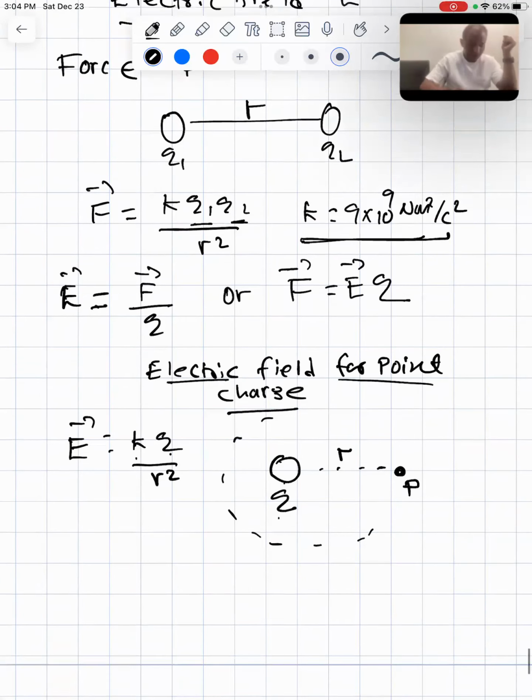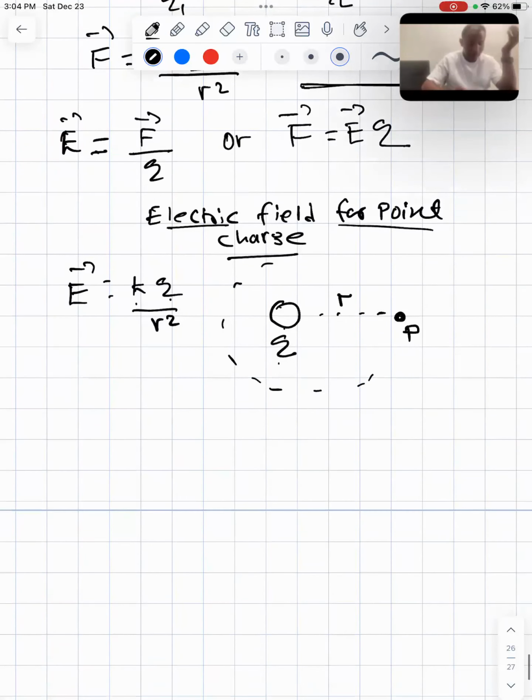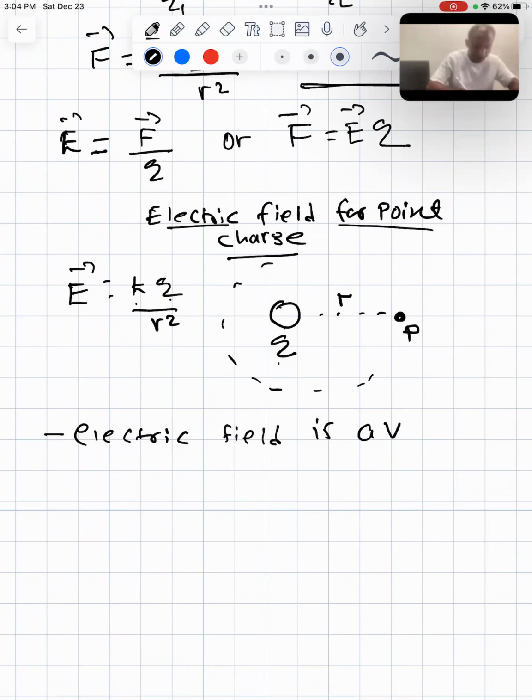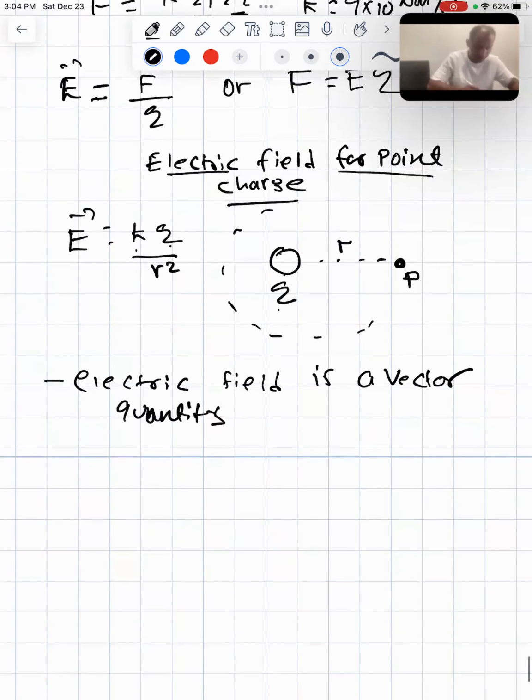But the problem with electric field is that it's not simple, because electric field is a vector quantity. Electric field is a vector quantity. It means it has magnitude and what? It has magnitude and direction, okay?